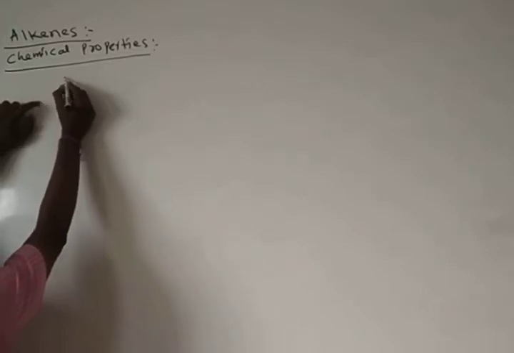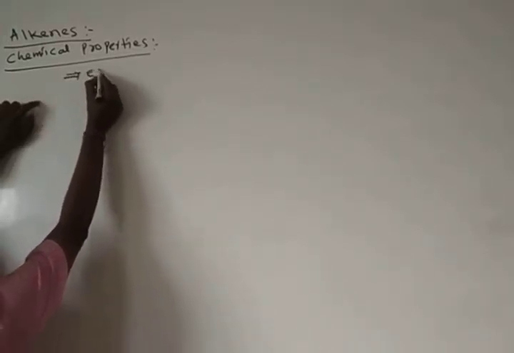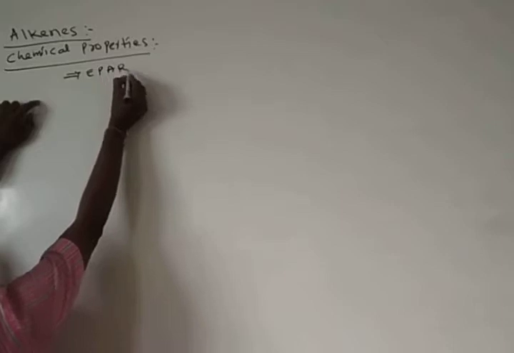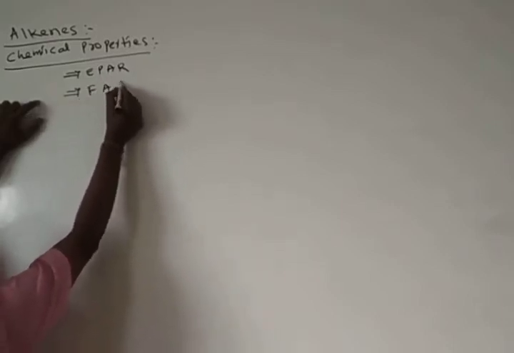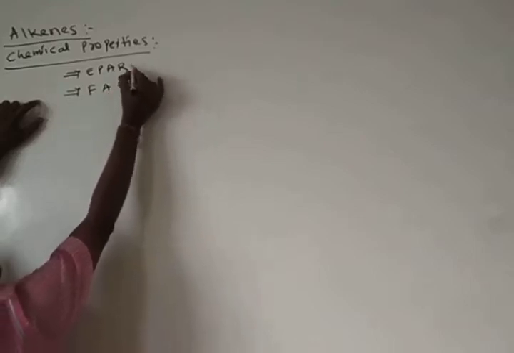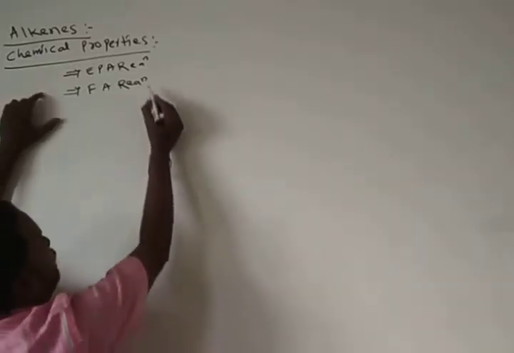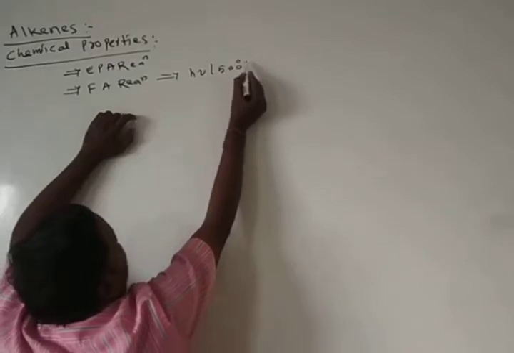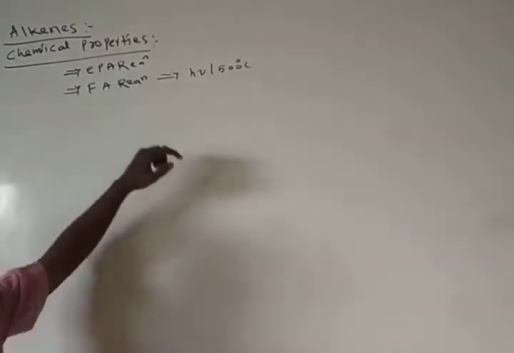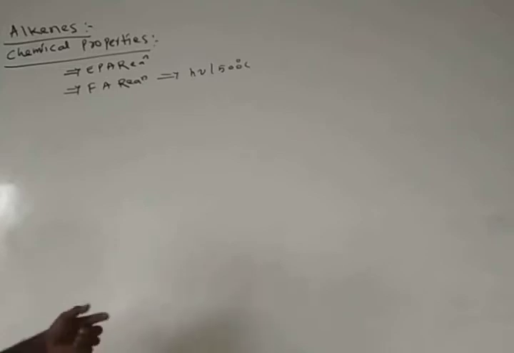Alkenes are mainly involved in electrophilic addition reactions, or they may be involved in free radical addition reactions. Under sunlight or at high temperature, they are involved in free radical addition reactions. Otherwise, they always are involved in electrophilic addition reactions.